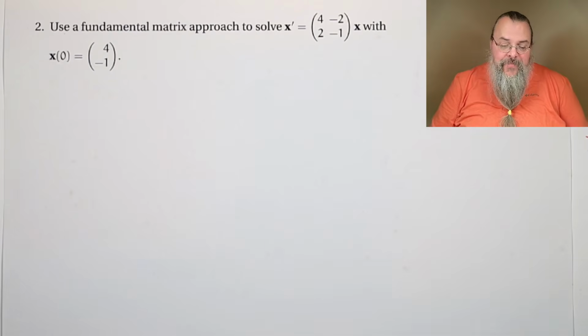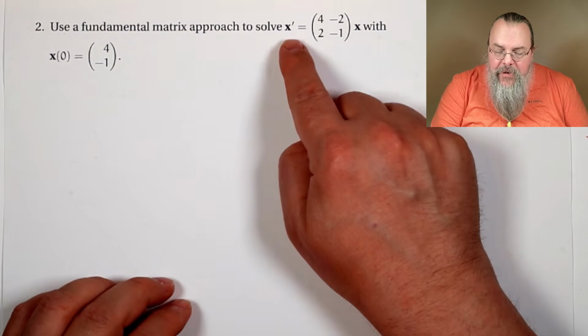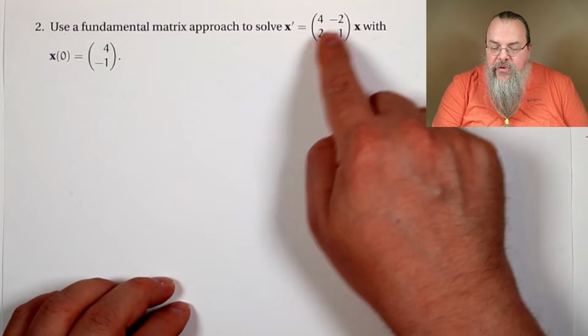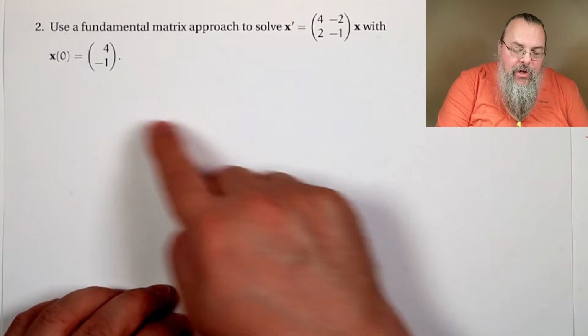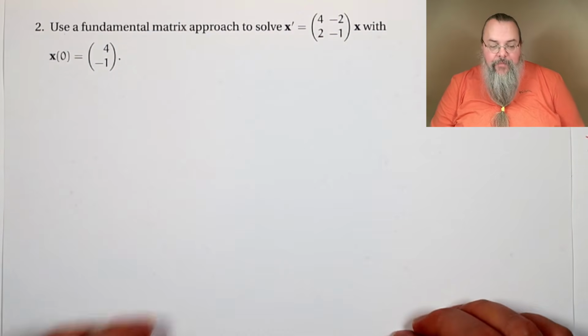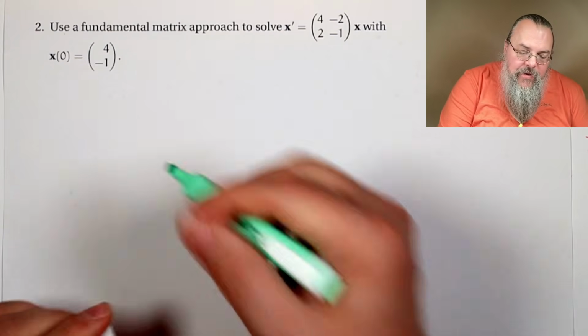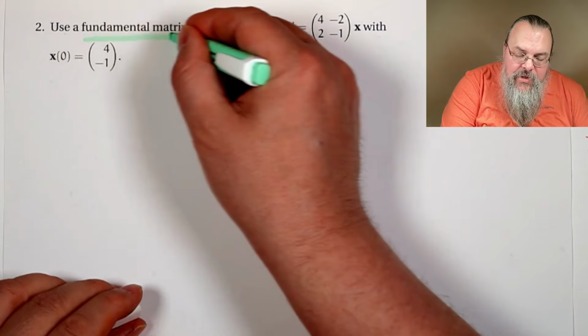Number 2, use a fundamental matrix approach to solve. We have x prime equals the matrix [4, -2; 2, -1] times x, with initial condition x of 0 equals [4, -1]. Now, you'll notice here it says a fundamental matrix approach.